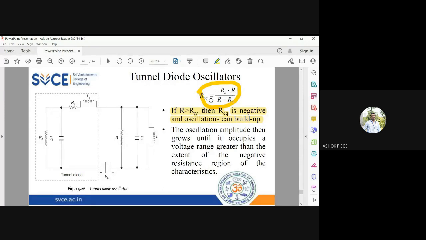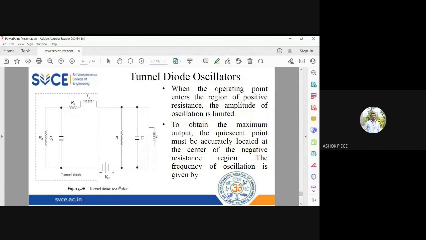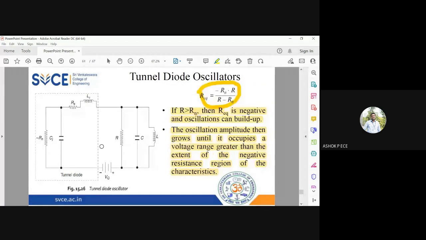Only if R equivalent is negative, oscillations will start building up, and they will grow until they become sustained, and then they will cover the entire negative resistance region of your oscillator. When the operating point enters the positive resistance region, the amplitude becomes limited. So to obtain maximum output, the Q point is located exactly in the middle of the negative resistance region.